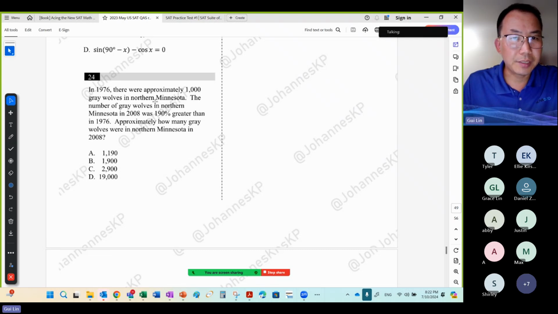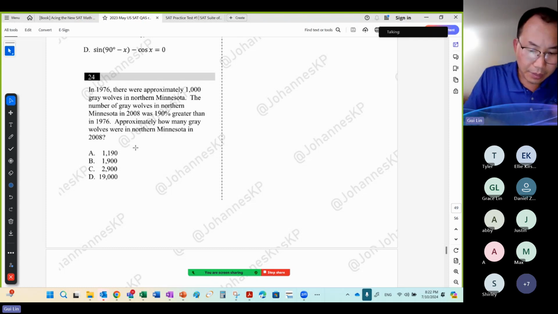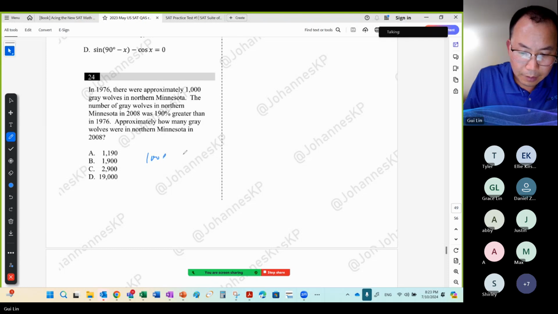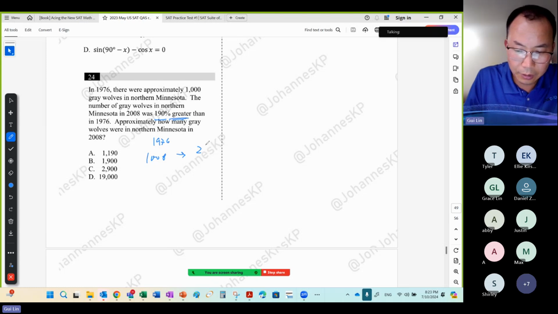24. In 1976, there are approximately 10,000 gray wolves in North Minnesota. The number of gray wolves in North Minnesota in 2008 was 190% greater than in 1976. Approximately how many gray wolves were in North America in 2008? Okay, basic question here. Read through it: initially it's 10,000 in 76, so they increase this much greater, right? So actually it's at least of this part.